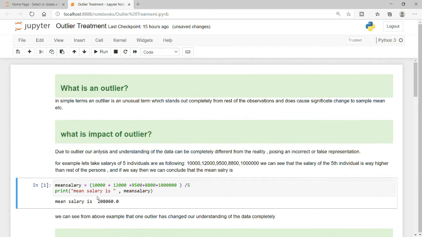While the salaries of four of these individuals vary somewhere between 10 to 12 thousand, if you take the mean, the mean is coming out very high. So you can now understand that this one single observation has made your analysis completely different, and it is posing a false representation. Due to this observation, you are getting a misrepresentation of these individuals' salaries.